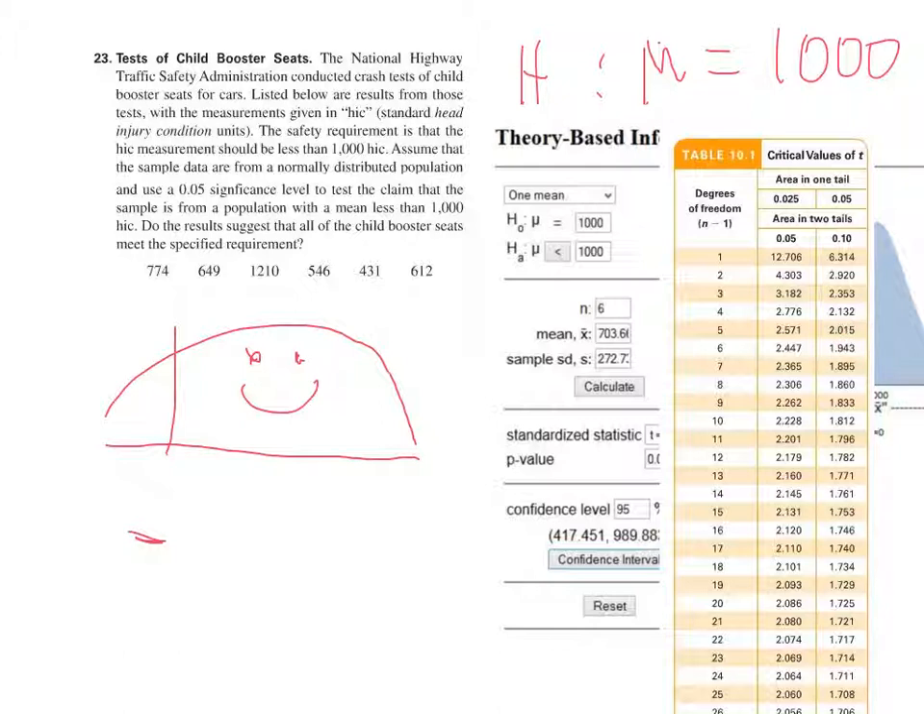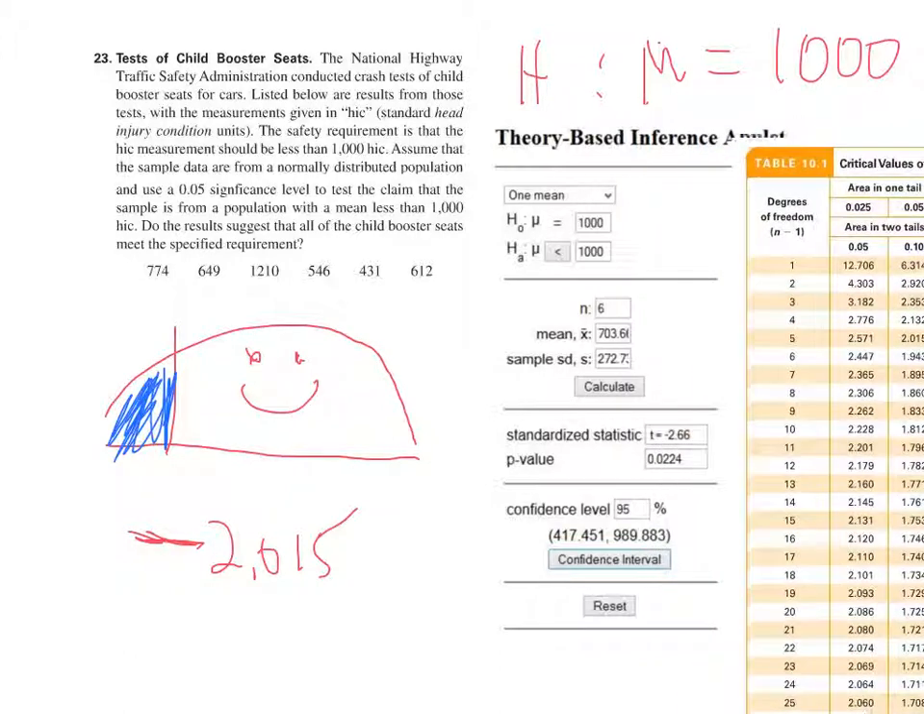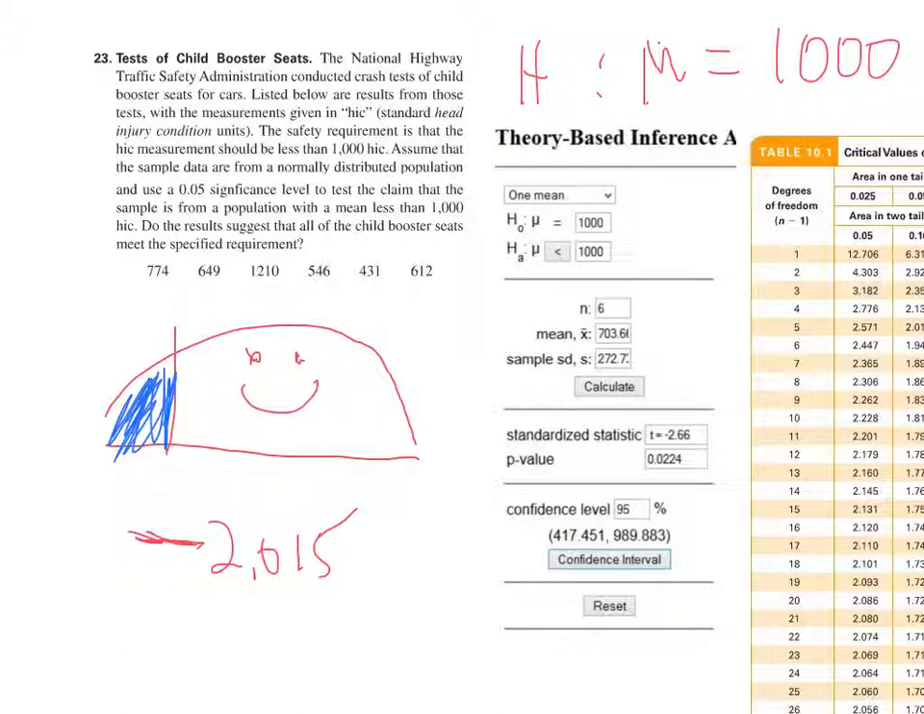Only it's going to be negative, right? Negative 2.015. And this is going to be our rejection region, if H0 gets rejected, if our t-score is that small. So let's see, what was the t-score? The t-score was right here. That's the test statistic.